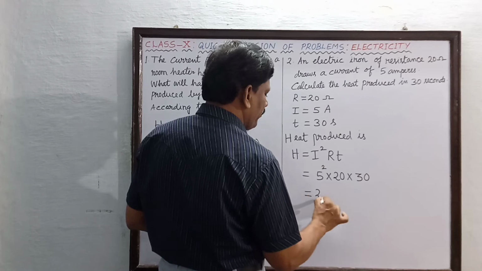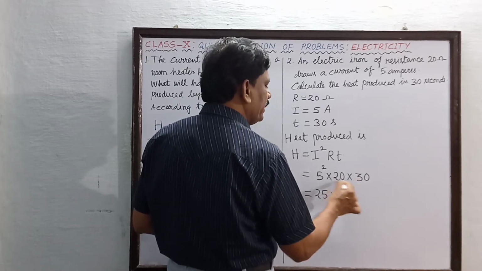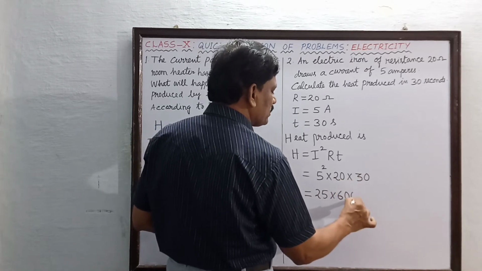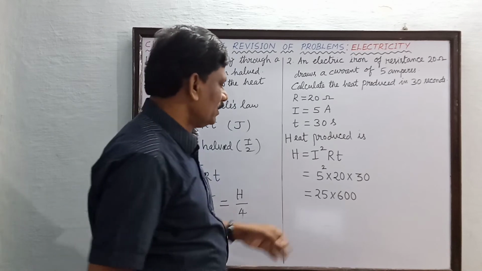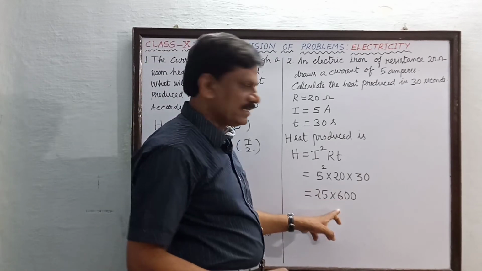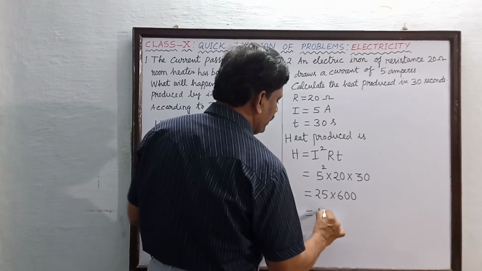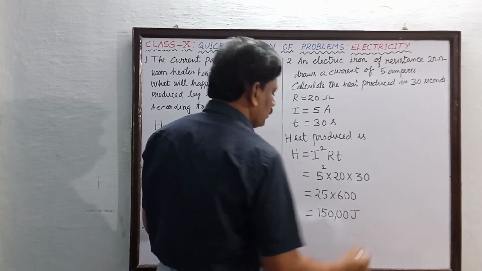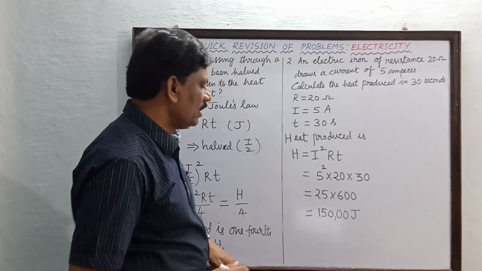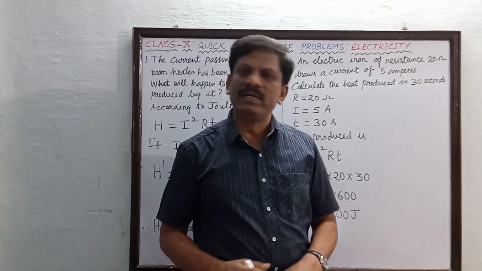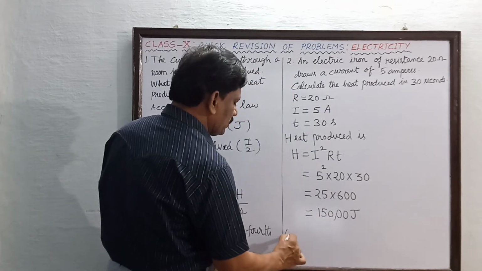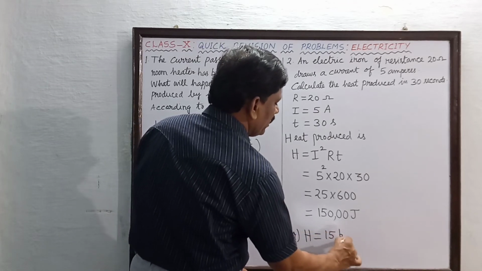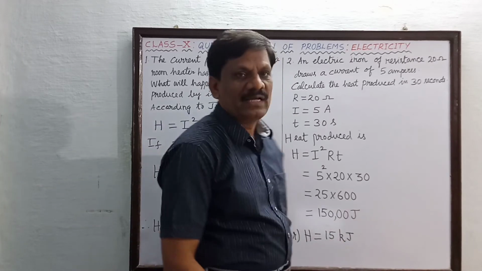So this is equal to 5 5s are 25 into 20 into 30. 3 2s are 6 and remaining 2 zeros. Now 25 into 6 is 150. So this is 150 followed by 2 zeros. So this is the answer, 15,000 joule. Now 1000 joule also is equal to 1 kilojoule, is it not? So we can also write in kilojoule. So the heat produced H is equal to 15 kilojoule. That is the answer.